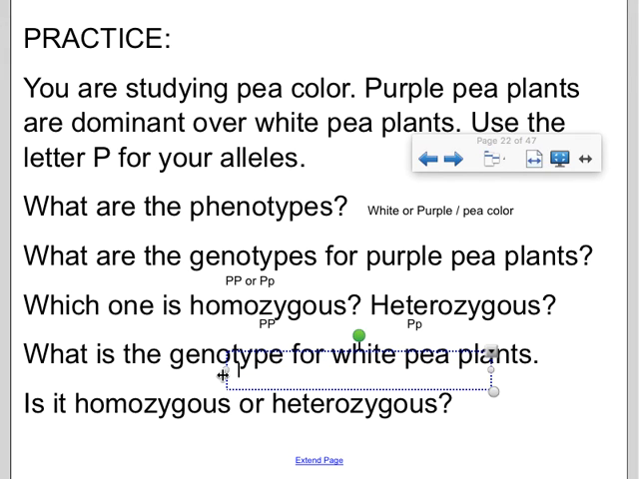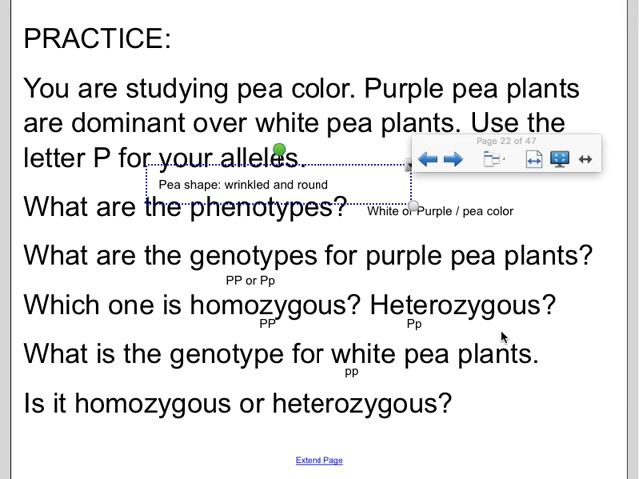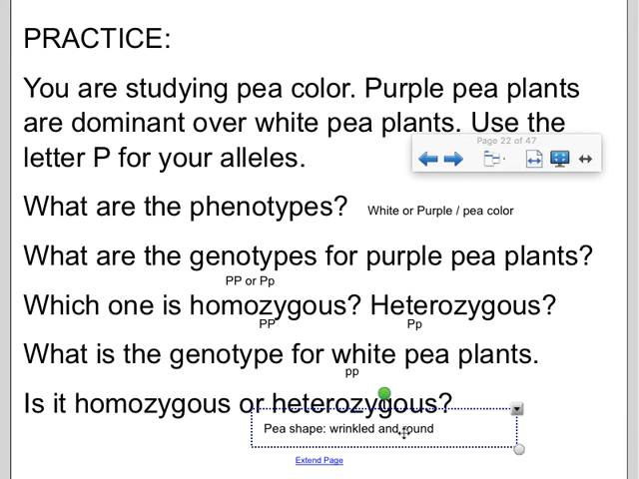What's the genotype for white pea plants? Remember, white is recessive. Little p. And is this heterozygous or homozygous? Homo. Little p, little p. The letters are the same. Oh, hetero, hetero. Okay, now we're in genotype.